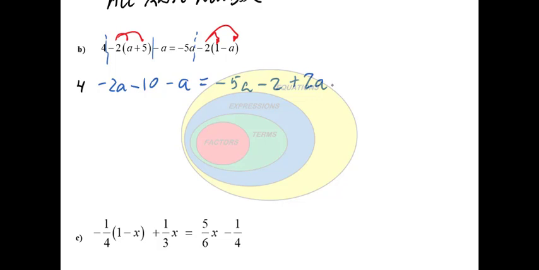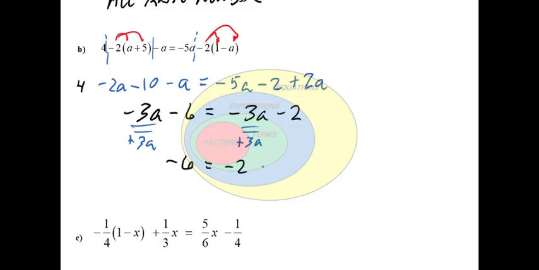So if we collect like terms on both sides, negative 2a and negative a is negative 3a. 4 and negative 10 is negative 6, and that's going to equal negative 5a and 2a is negative 3a and negative 2. And again, we notice that we have the same variable term on both sides. And if we want to isolate the variable term, we're going to add 3a to both sides. And by doing that, what's left is negative 6 equals negative 2.